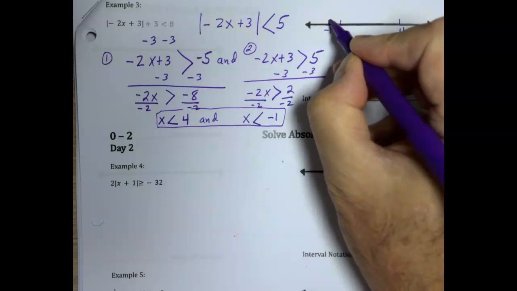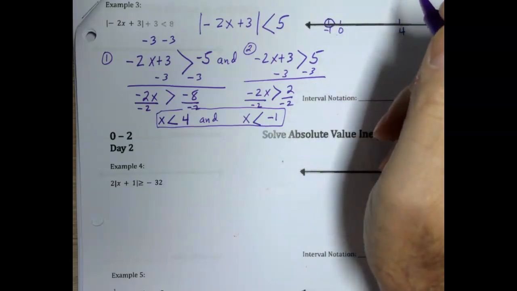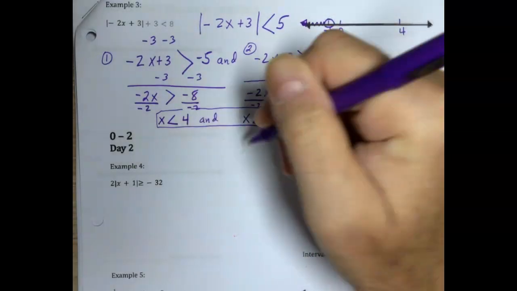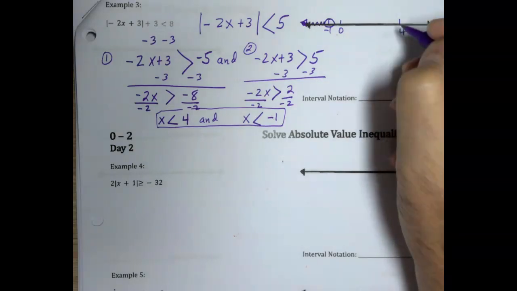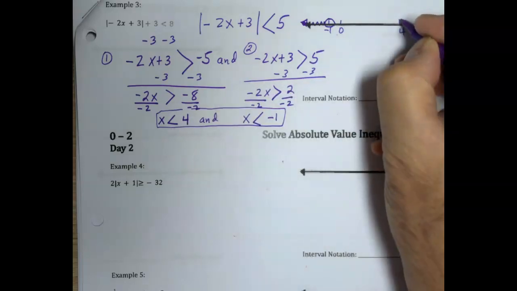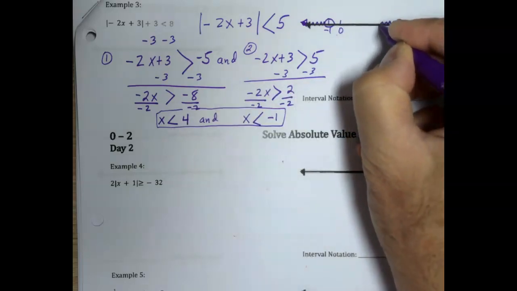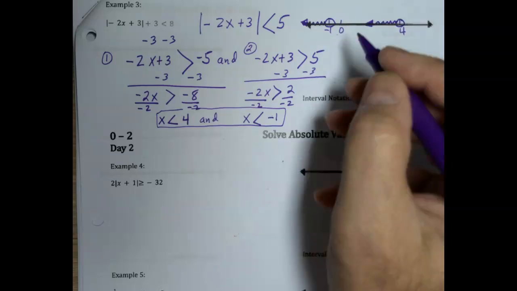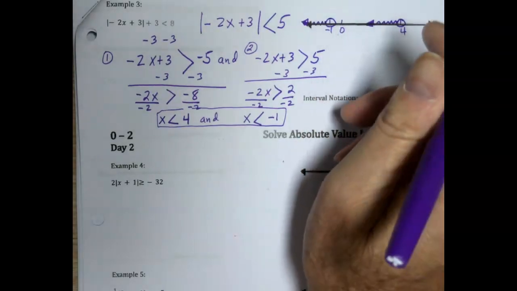X is less than negative 1, so just click the circle, break. Now this way, so negative 1 and 4. We're clicking 4. X is less than or equal to 4, so it's going to be here on this one. What you notice in this one here is x is less than negative 1.